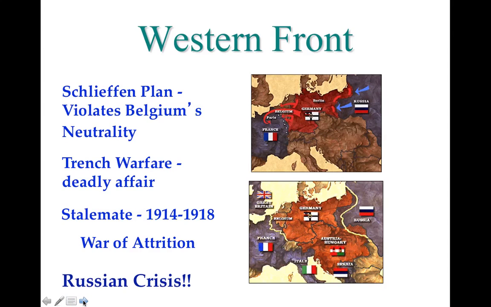Russian crisis, again, we look at Imperial Russia. The last of the Romanov family, Nicholas II, is being overthrown by a Bolshevik movement, which is a socialist, later a communist movement.